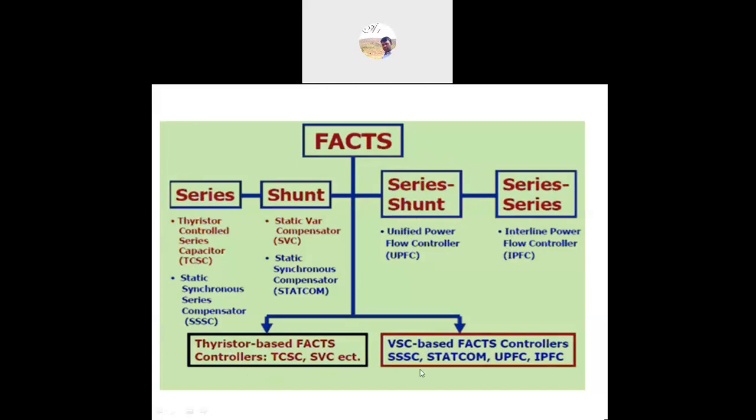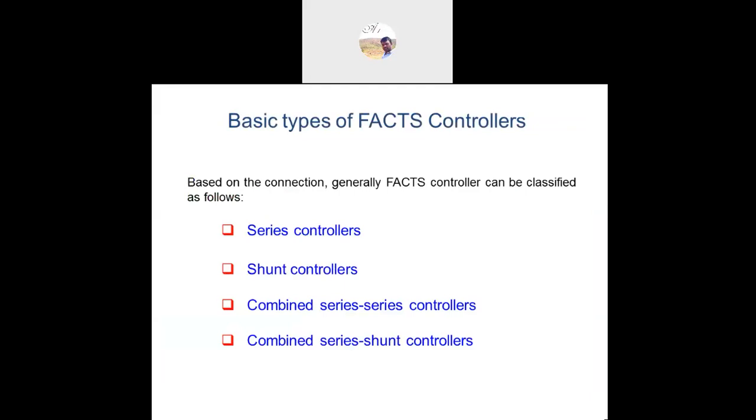Here, thyristor-based: TCSC and SVC. TCSC means thyristor controlled series capacitor, and SVC means static var compensator. So both are thyristor-based. If you come to voltage source converters, we have the SSSC, the static synchronous series compensator, STATCOM, UPFC and IPFC. So all of these are voltage source based, and these are thyristor-based.